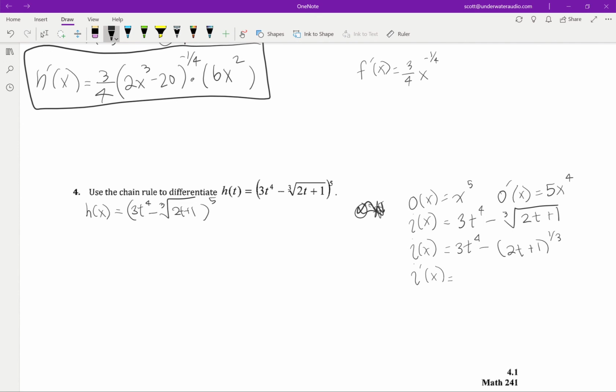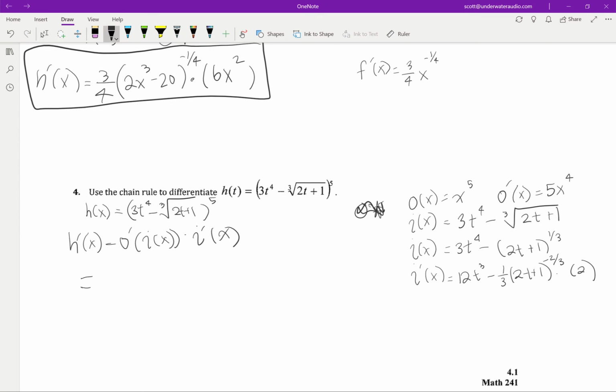So the derivative would be 3 times 4 is 12t cubed. And then my generalized power rule, I get 1/3 times 2t plus 1. 1/3 minus 1 is minus 2/3. And then I'm multiplying by the derivative of the inside, which is just 2. Okay, now I've got h of x. To figure out what h prime is, that's going to be the derivative of the outside with the inside plugged back in times the derivative of the inside. So now it's just plugging in what I've got.